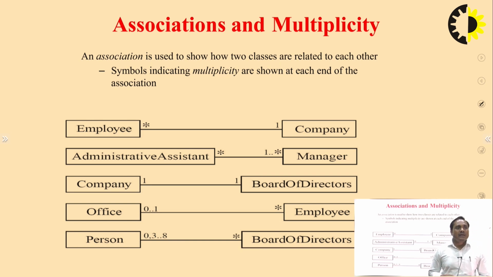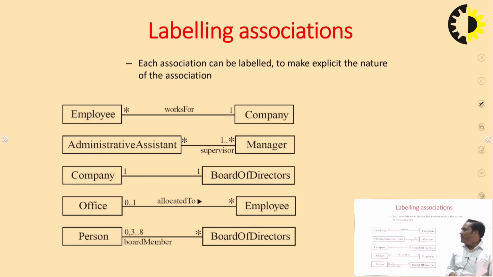So these show different types of association. What is labeling basically? Labeling association: each association can be labeled to make explicit the nature of the association. Association means connection between two classes, and the connection between two classes may be one to many, many to one, or many to many. Employee is connected with the company, so many employees work for the one company. Similarly, many administrative assistants work with the manager.